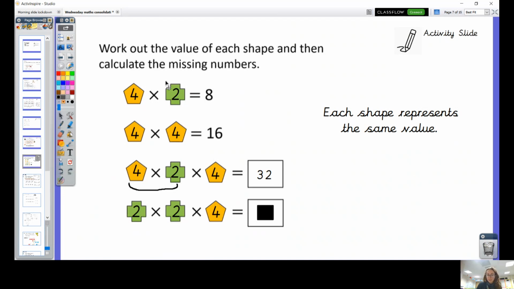If you haven't completed these yet, I'd like to have a go at that next one on your own now, having heard how to do the first one. So pause the video if you haven't finished that yet now. Okay, and the last one, 2 times 2 is 4. 4 times 4 is 16. Tick it if you got it right.